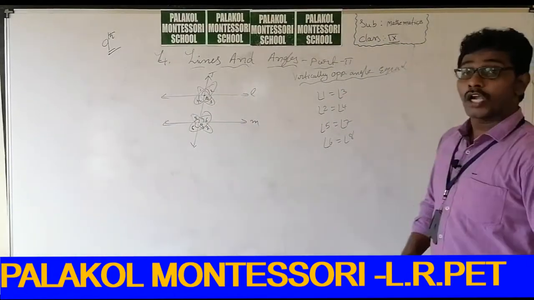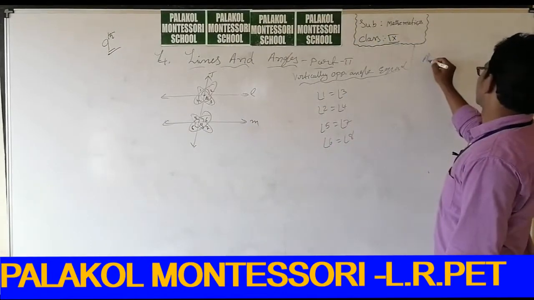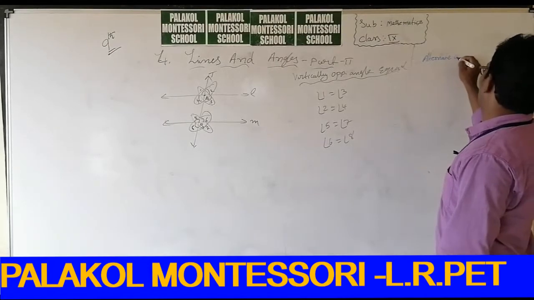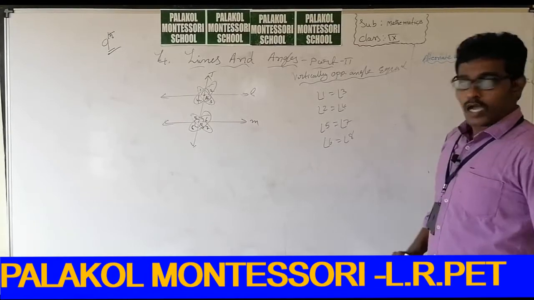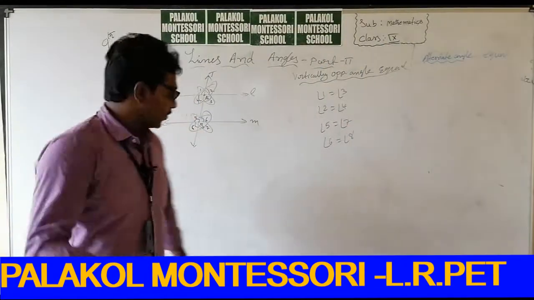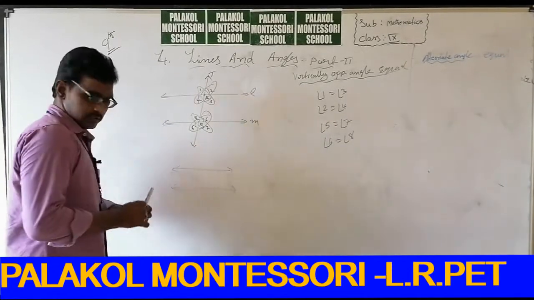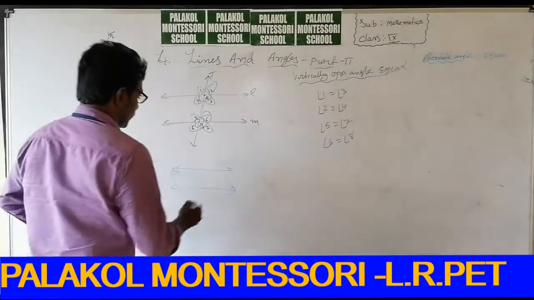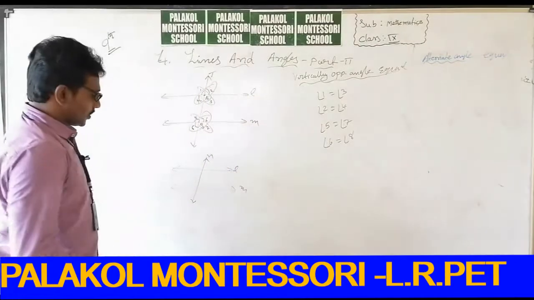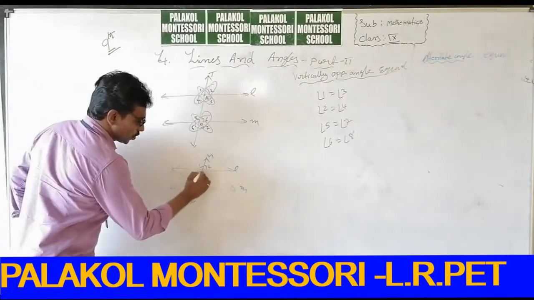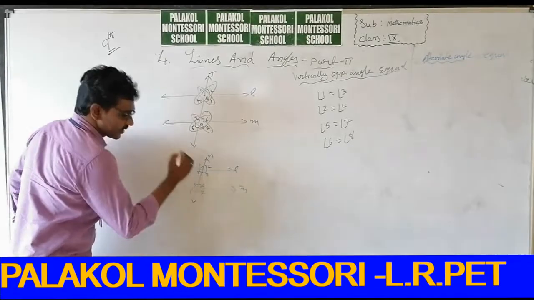Next one, alternate angles. Alternate angles are also equal, guys. How to define the alternate angles? I will draw one more diagram. See, this is L, M, N. So angle 1, 2, 3, 4, 5, 6, 7, 8.